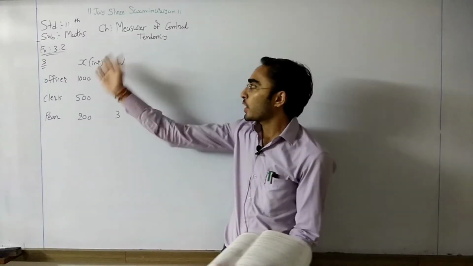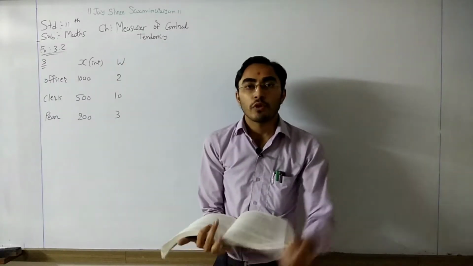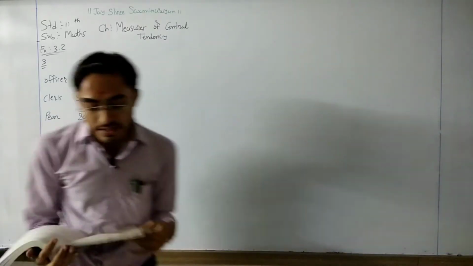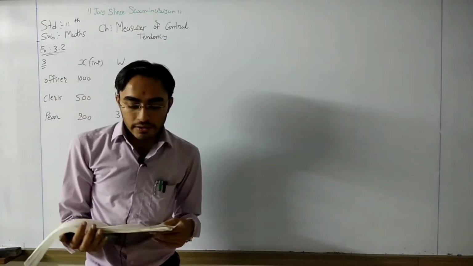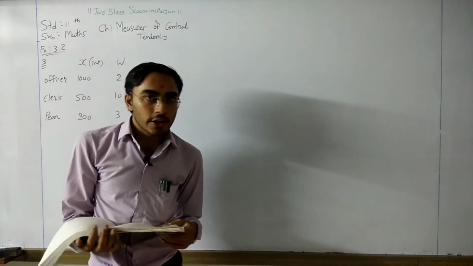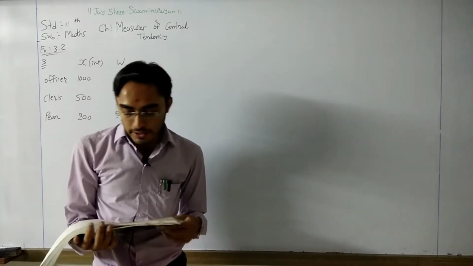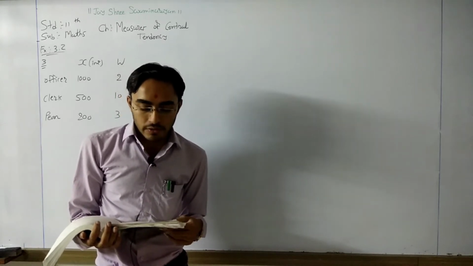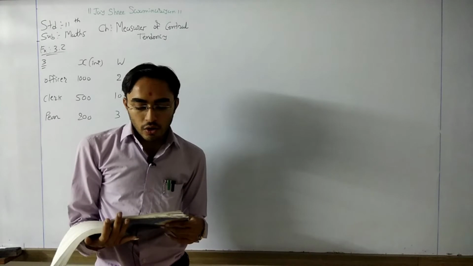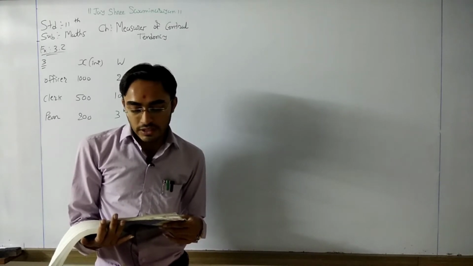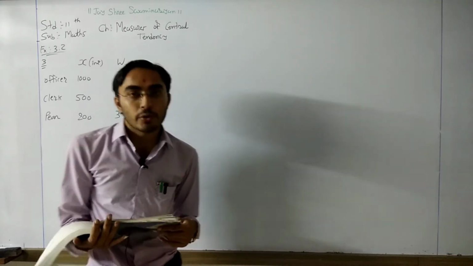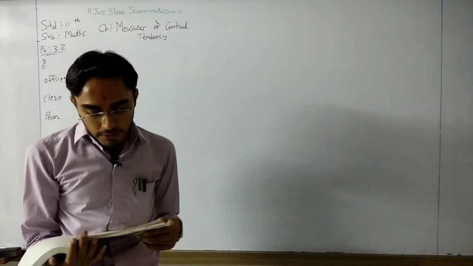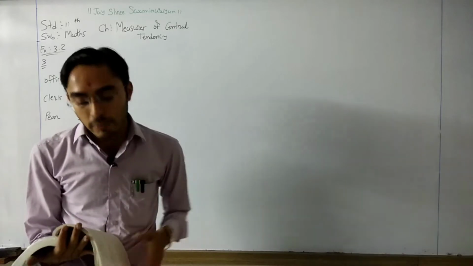Then next is question number 3. First of all, read this question. 2 officers, 10 clerks and 3 peons contributed for a staff picnic. The contribution collected per person is shown in the following table. Officers rupees 1000, clerk rupees 500, peon rupees 200. Find the mean contribution per person using weighted mean.